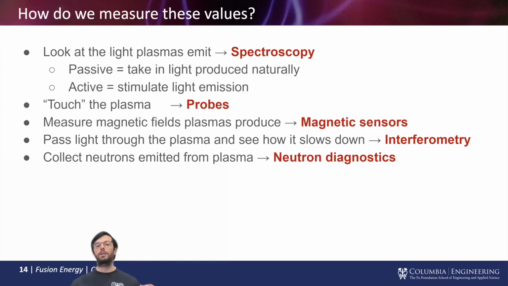And then the other big one is we can collect neutrons. When fusion happens, the way we're trying to do fusion with deuterium and tritium, it produces a neutron. And neutrons are not electrically charged, so they just fly out of the plasma. And that's a very useful way to measure, especially fusion, but other things about the plasma as well. So we're going to talk about all these in more detail.